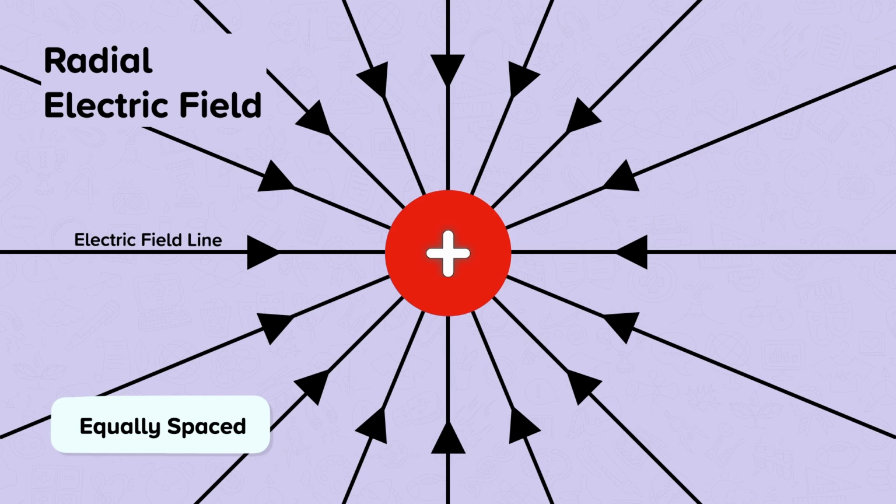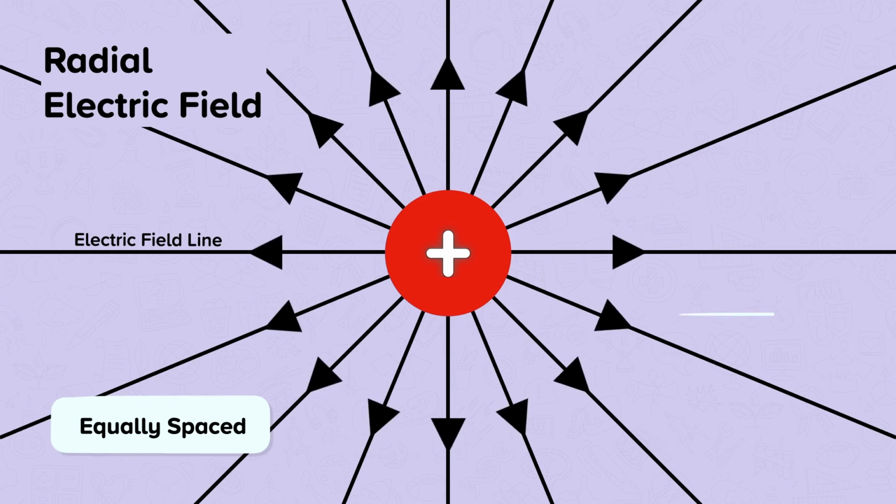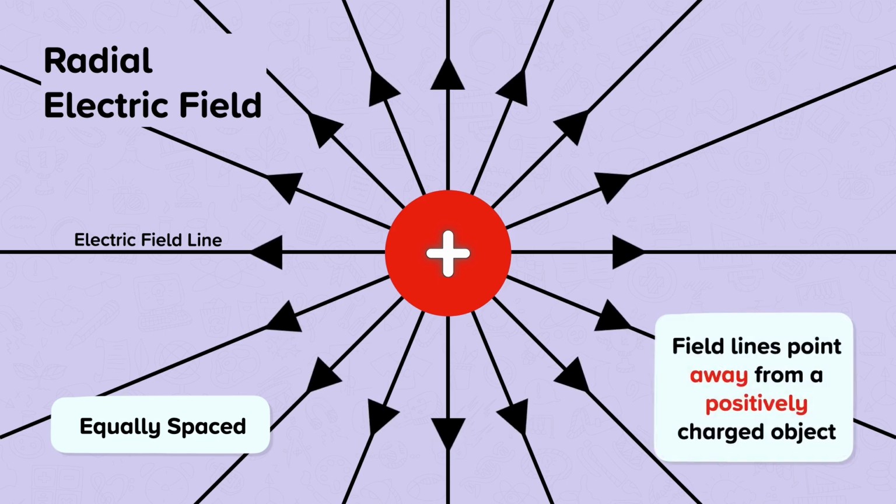If another positively charged object interacts with this radial electric field, then the object will experience a repulsive force and will move away from the spherical charge. So the arrows need to point away from the positively charged sphere. Field lines point away from a positively charged object.